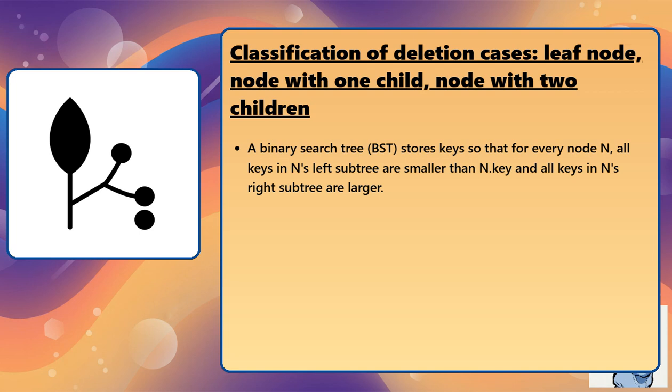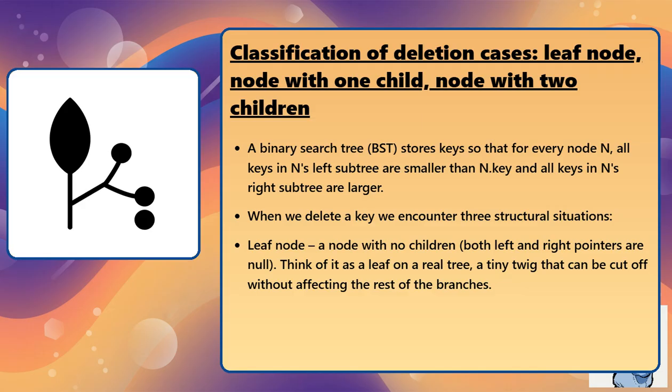A binary search tree, BST, stores keys so that for every node n, all keys in n's left subtree are smaller than n.key, and all keys in n's right subtree are larger. When we delete a key, we encounter three structural situations.